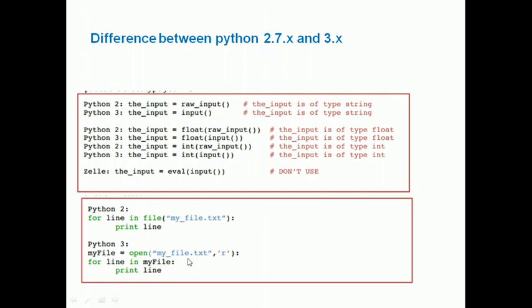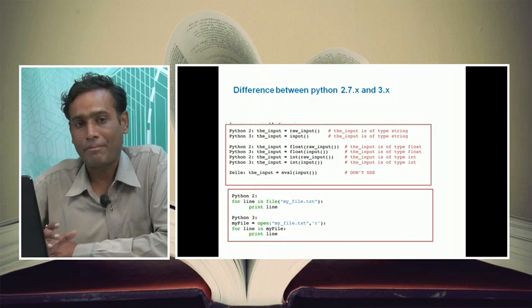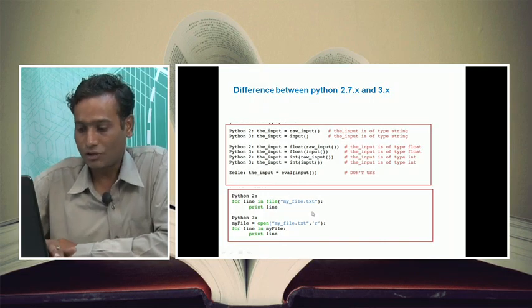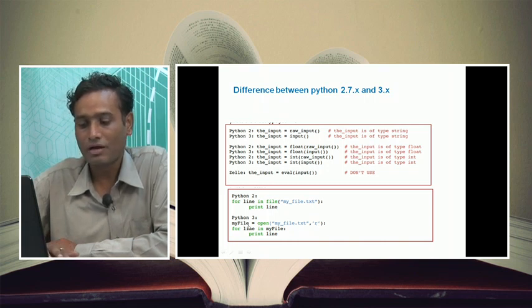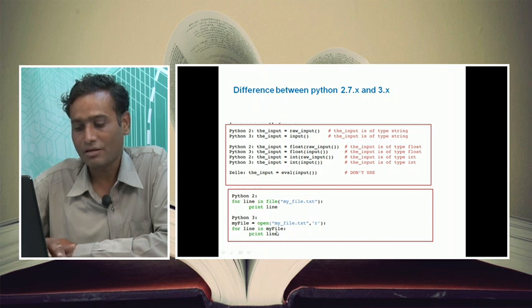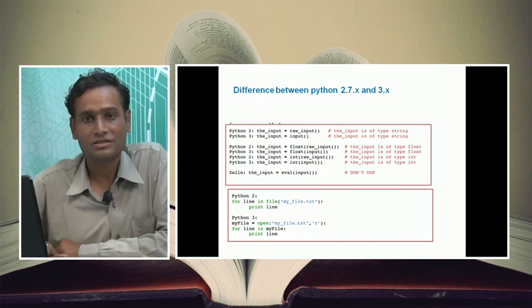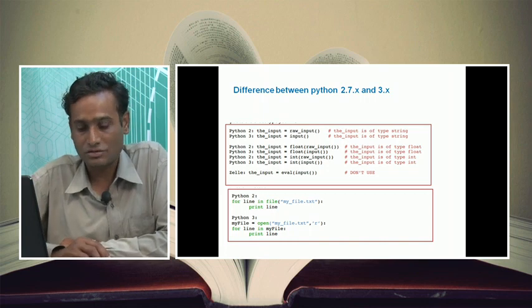This file is by default opened as read only. A file has multiple attributes, like it could be read only, it could be write, and it could be append. Here the file is opened as a read only file. All the contents of the file are assigned to a big variable myfile, and for each and every line in myfile you are printing a line. So that means in Python 3 you have to specify the file opening attributes as well. So these are the three major differences between Python 2.7.x and Python 3.x. I hope that was clear.